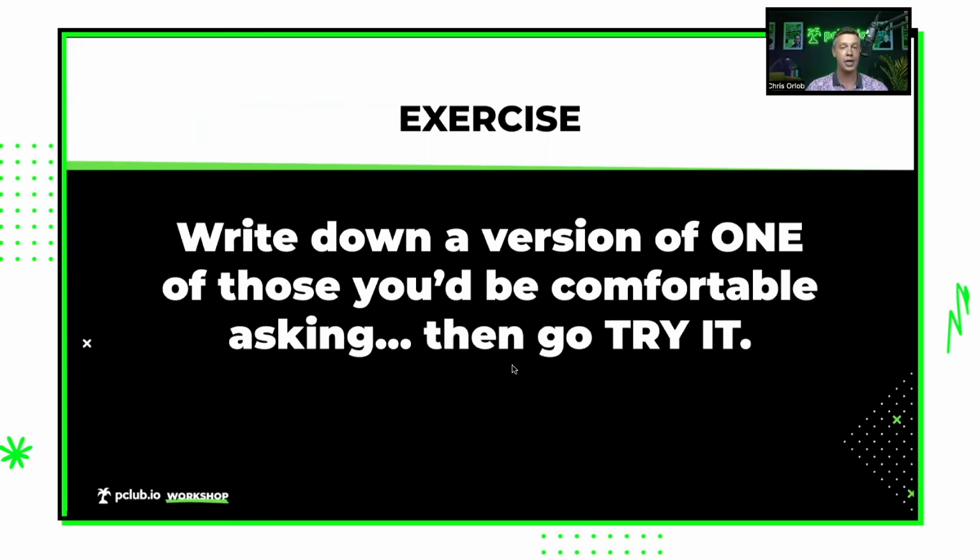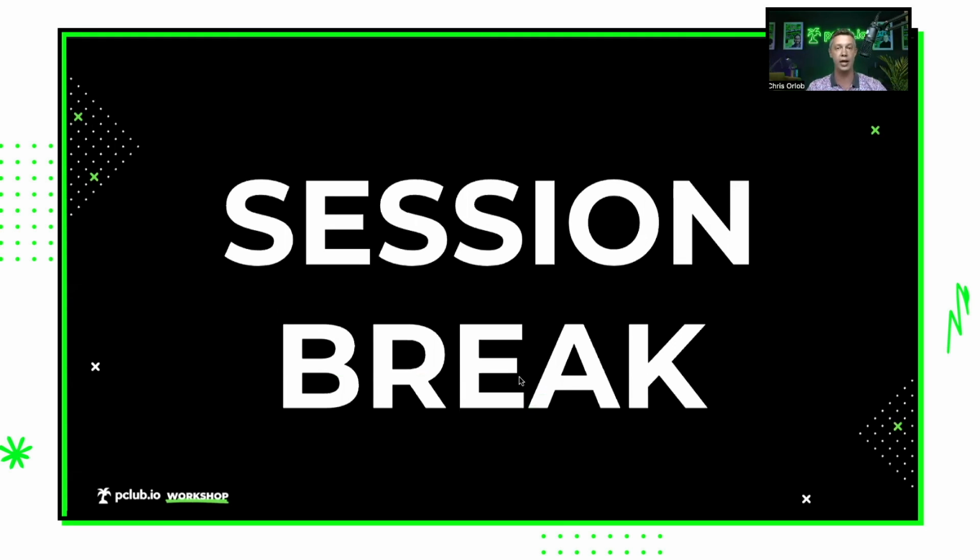So here's a quick exercise for you to get started. Write down a version of one of those that you would be comfortable asking on a live sales call, and then go give it a try. I want to start to get you in the habit of using things very fast after you learn them. We'll talk about more why that is a little bit later in the course. But learn something, use it, learn something, use it, reduce the delta between learning something and trying it out in real life. Go do this exercise before you move on, and I will see you in the next lesson.